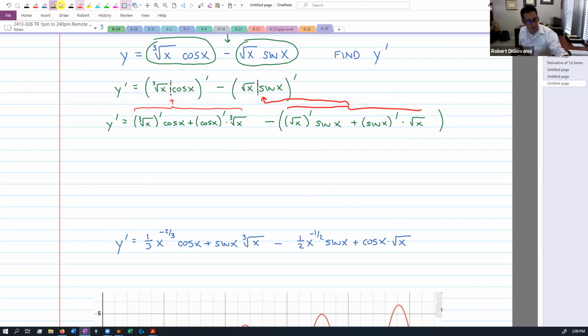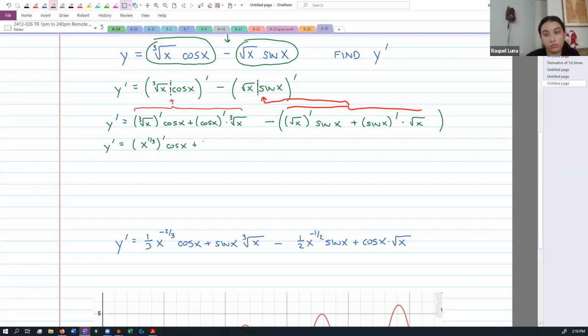Now I have a little bit of an issue because it probably would have been better for me to convert these roots over to x to some powers because I want to use the power rule in those. So I'm not ready to take the derivative yet. I'm going to turn this into x to the 1/3. I need to take the derivative of x to the 1/3 times cosine x plus the derivative of cosine x, which I'll do on the next line. I'll leave this one as cube root of x because I don't need to take its derivative.